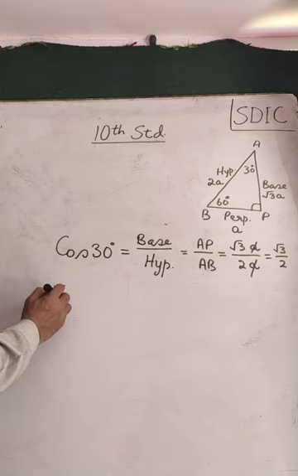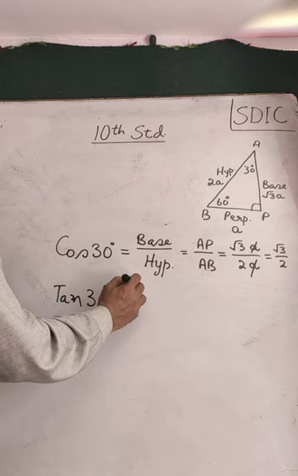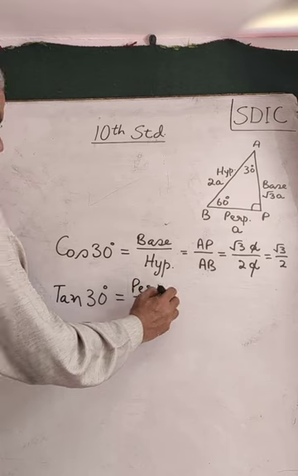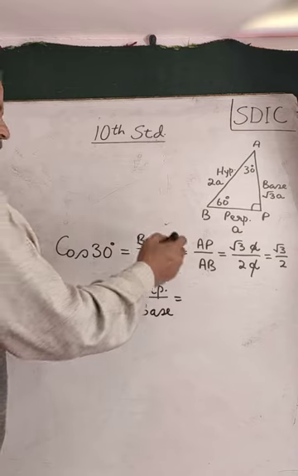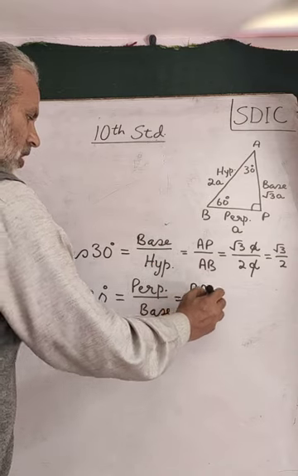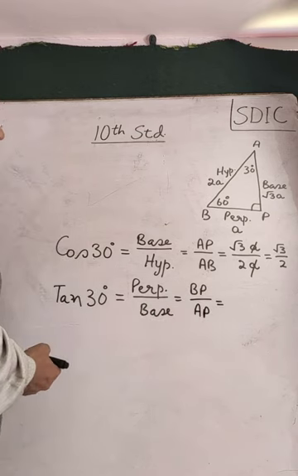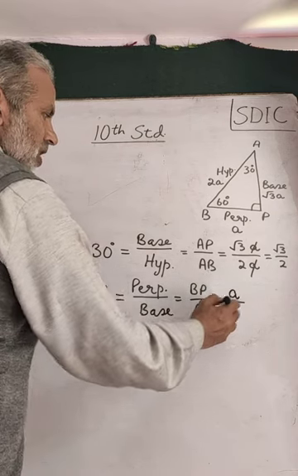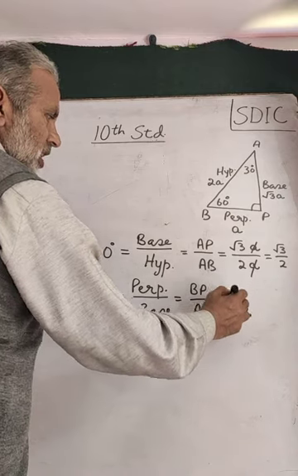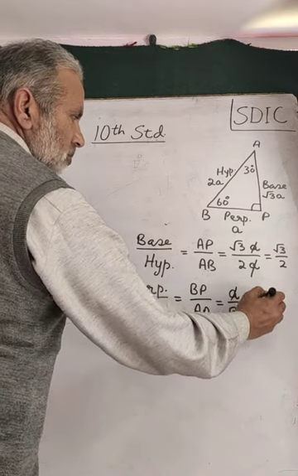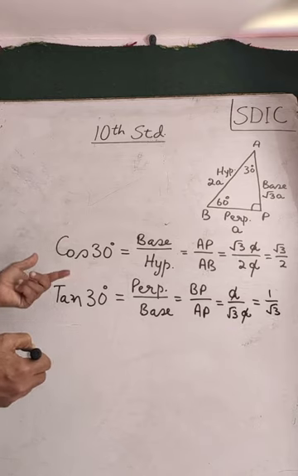Then comes the turn of tan 30. By definition, tan is perpendicular by base. Naming them with respect to 30 degree angle, perpendicular is BP divided by base is AP. Using their values, BP is A divided by AP is under root 3A. Let us cancel A and A again. What is left? 1 by under root 3. This is the value of tan 30. So we got sine 30, cos 30, tan 30.